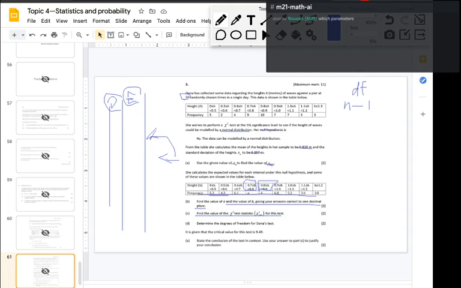Two per... Oh, two per minus 2. Oh, okay. Minus 2. So that would be 48. It's usually like minus 1 or minus 2.